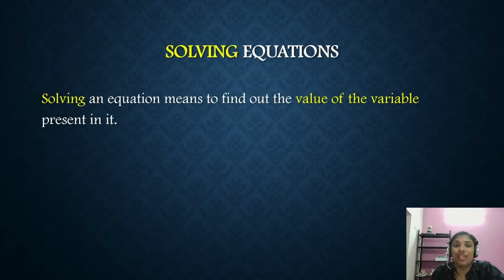Next is solving equations. Okay. So, what do you mean by solving an equation? Algebraic equations will mostly contain variables, right? So, the process of finding out the values of those variables present in the equation is known as solving equations. So, solving an equation means just to find out the value of the unknown variable present in the equation.